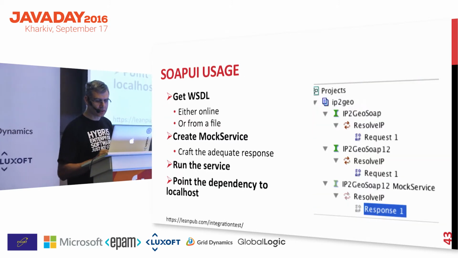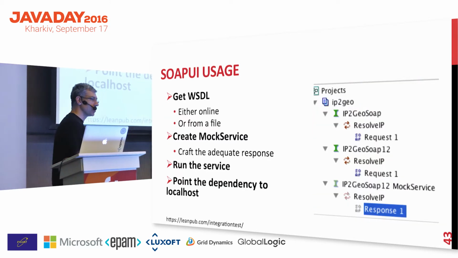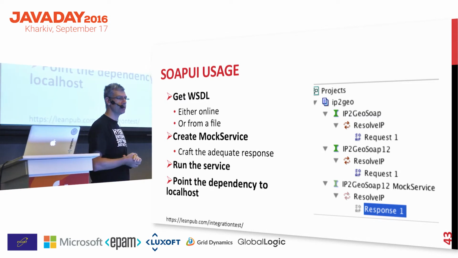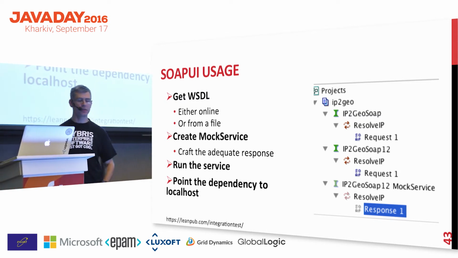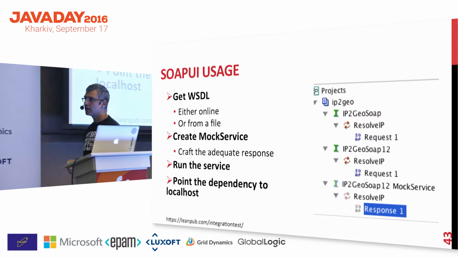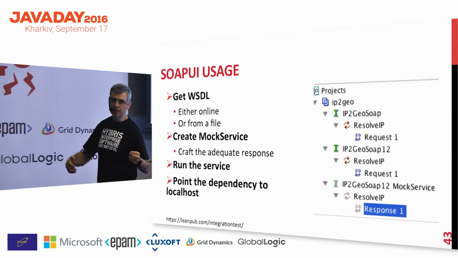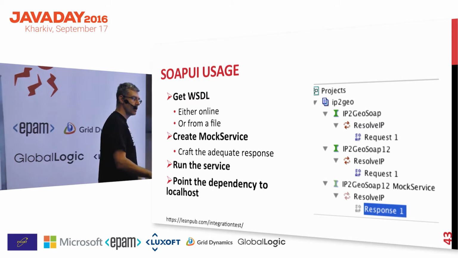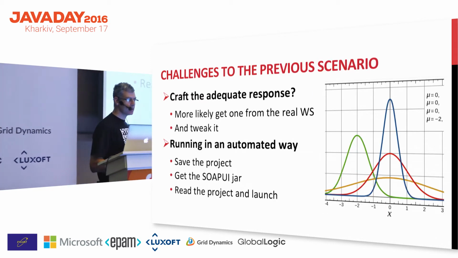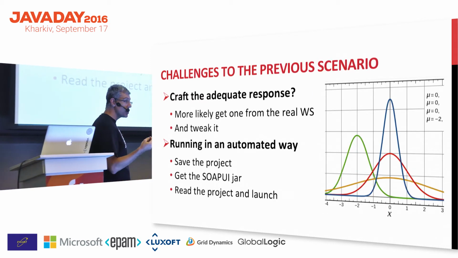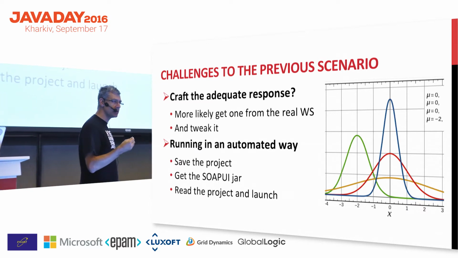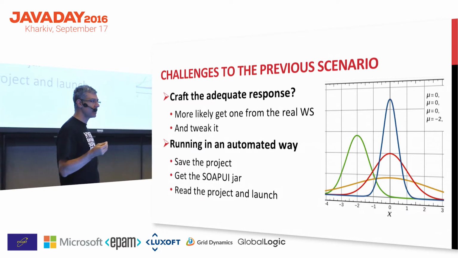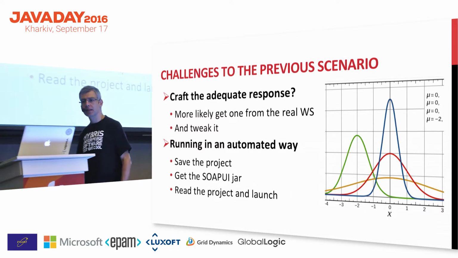And how would you use it? First you would get the so-called Web Service Definition Language file, this big file that nobody understands. Then you would create the mock service and say, when I call that, I want it to return this. The problem with that is that we are doing automation testing. We want it automated, so I don't want to use a GUI.